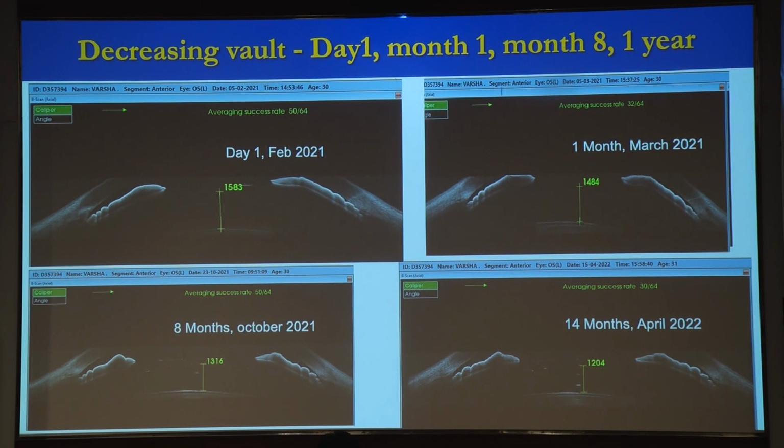But this was a very unusual case. In Feb 2021, the vault was 1583 microns. After 1 month, the vault fell by 100 microns to 1484. After 8 months of follow-up, it decreased by almost 170 microns to 1316. And last month in April 2022, the vault was 1200 microns, that is less by 370 microns from its original vault. Though it's an unusual case and we still don't know the cause, we shouldn't hurry in exchanging the ICL if the IOP is normal.